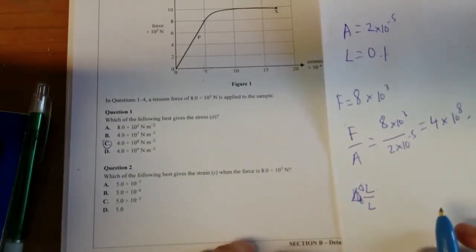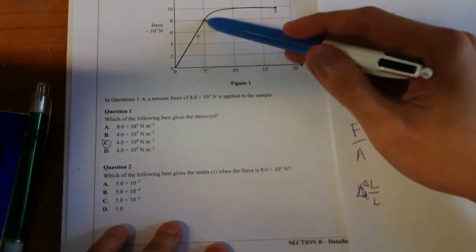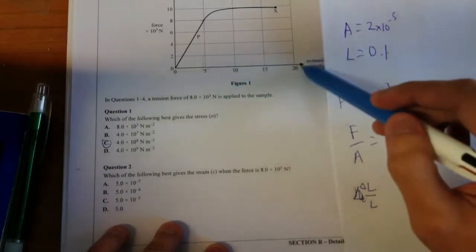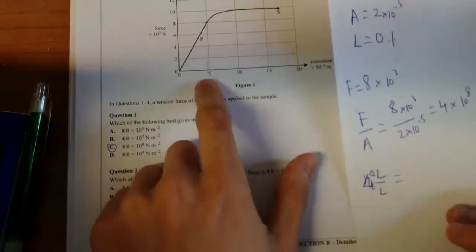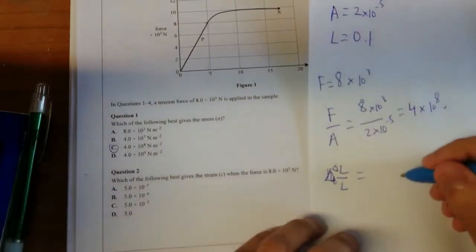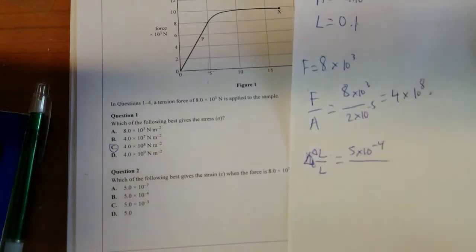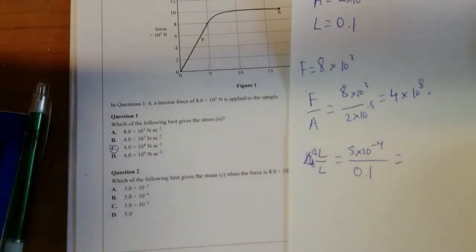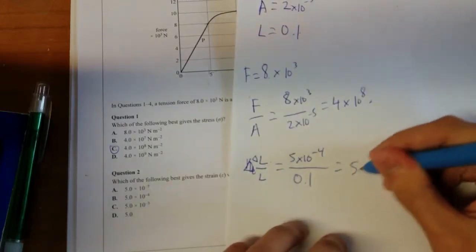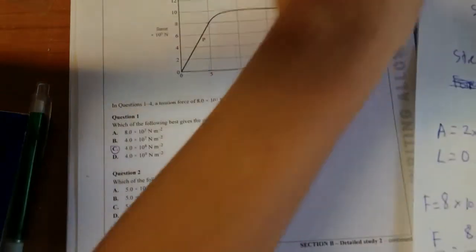Do we just look at the graph? Yeah. So we look at the force, we go across, and we go down, and we get the extension there. So this equals 5 times 10 to the negative 4. But what's the length? Length is 0.1. So what's that equal? So it just becomes 5 times 10 to the power negative 3. Good. I was hoping you would get it wrong so I could scold you. But no. So C.